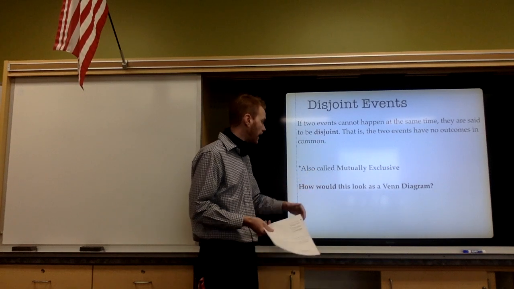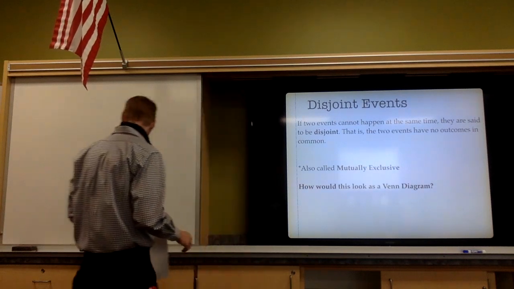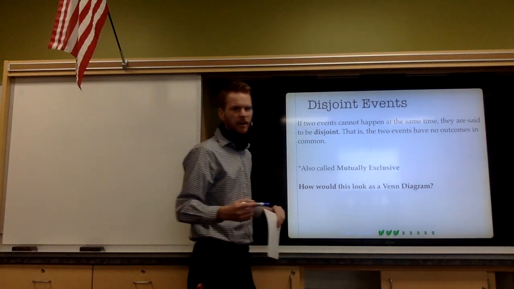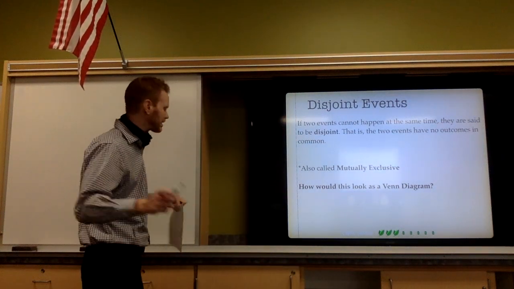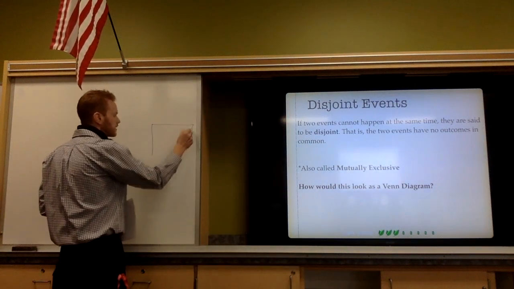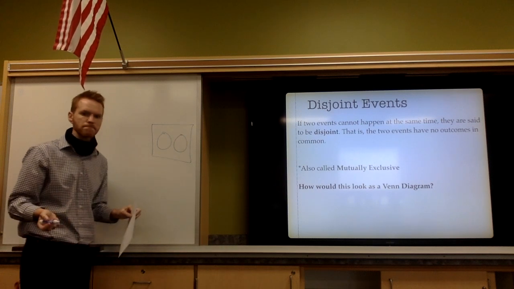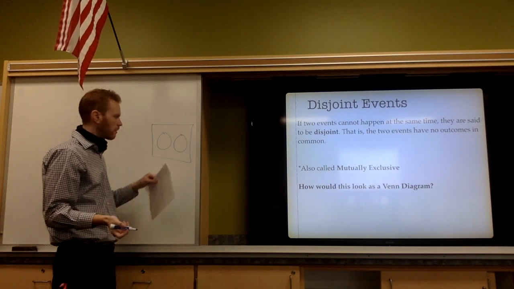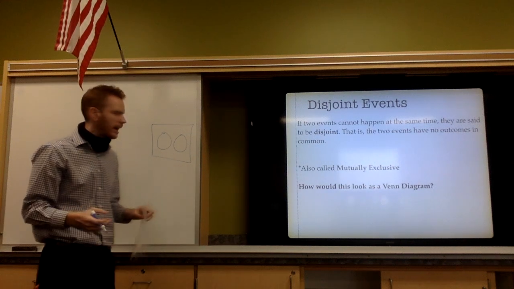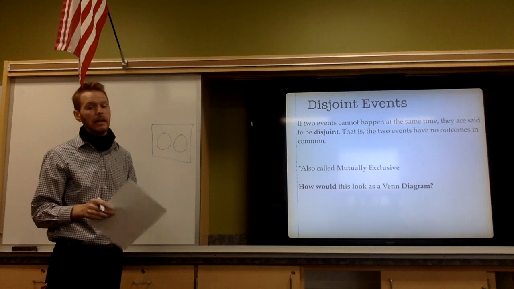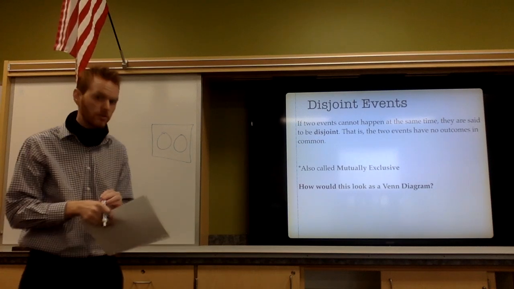And how does this look as a Venn diagram? Well, let's think about it. If you remember doing Venn diagrams in your English classes, if two events have nothing in common, it would be two circles that don't overlap. That's what it would look like as a Venn diagram. We're going to do a lesson with Venn diagrams at the very end of this unit, so that's coming.